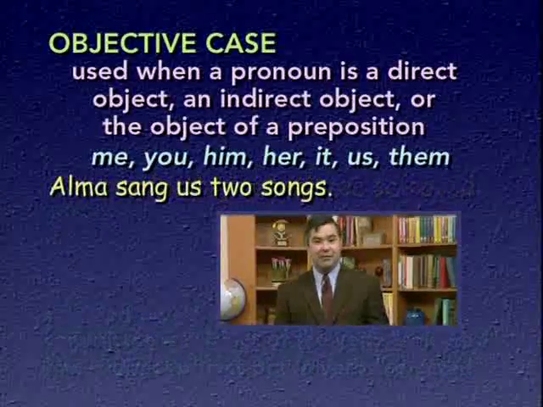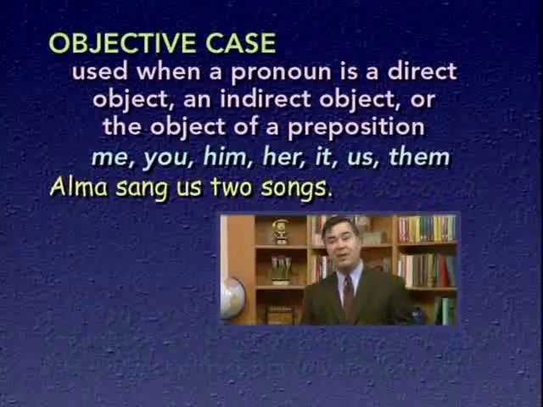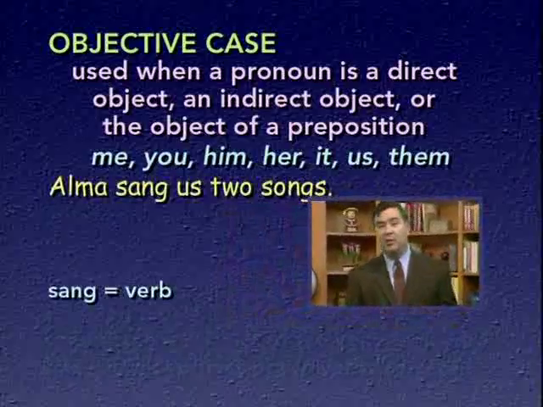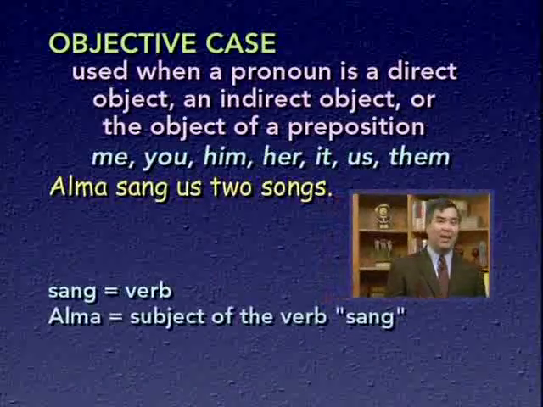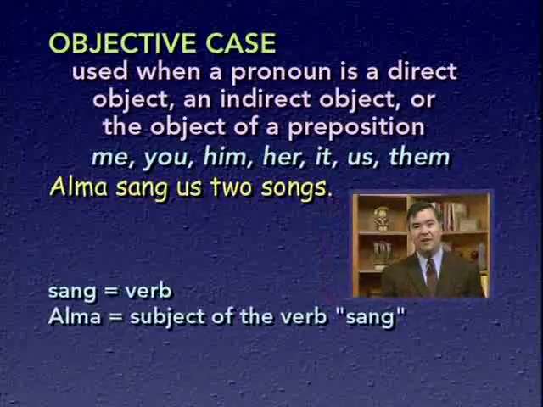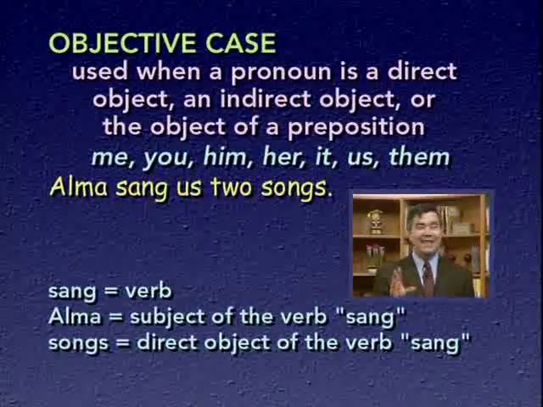Look at this example. Alma sang us two songs. What's the verb in this sentence? The verb is sang. What's the subject of the verb? Who or what did the singing? Alma. Now, what's the direct object of the verb? That is, what did Alma sing? She sang two songs. So songs is the direct object of the verb sang.